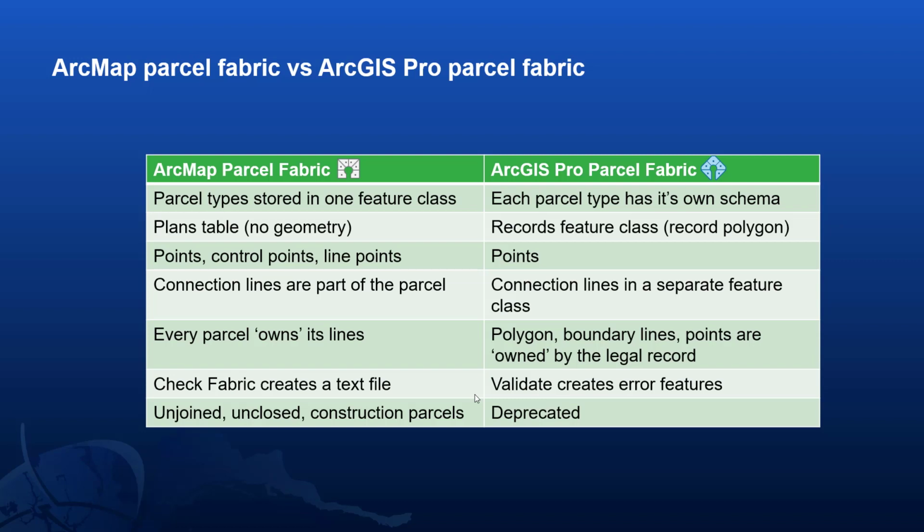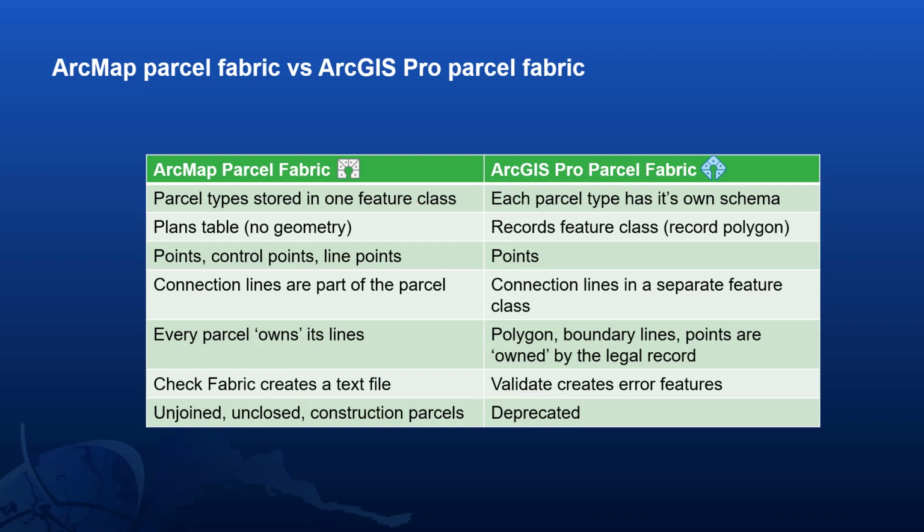If you're coming from ArcMap, that slide is relevant for you. If not, move on. So the parcel fabric in ArcGIS Pro has been simplified. If you remember, we squished all the parcel types in ArcMap into one polygon class, and then we had to separate it out using definition queries and display certain fields only for certain types, etc.